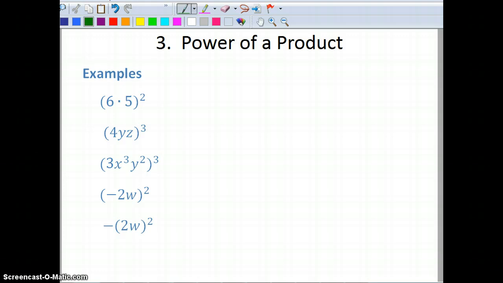Okay, last one, power of a product. Now when we're looking at these, once again you just have to slow down and take your time and look. Now I could say that I had 6 squared times 5 squared, which would give me 36 times 25. I'd multiply that and I would say, okay, that's 900. Or I could say, well, 6 times 5 is 30, so I have 30 squared. And 30 squared is 900.